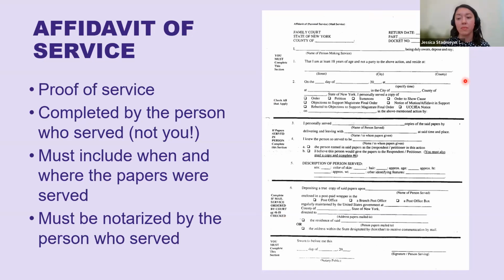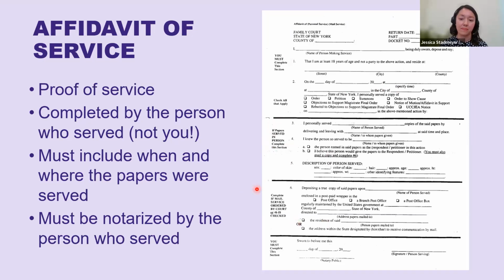The top portion will be completed by the person who has served the court papers. This will be their name, address, and date of service. For example, if Molly served my child's father, John, with court papers, Molly would put her name and address here at the top. For the next part, she would fill out information about when and where she served John, as well as what papers she gave him. The next section will have information about who they served and a physical description of that person, which in this example is John.